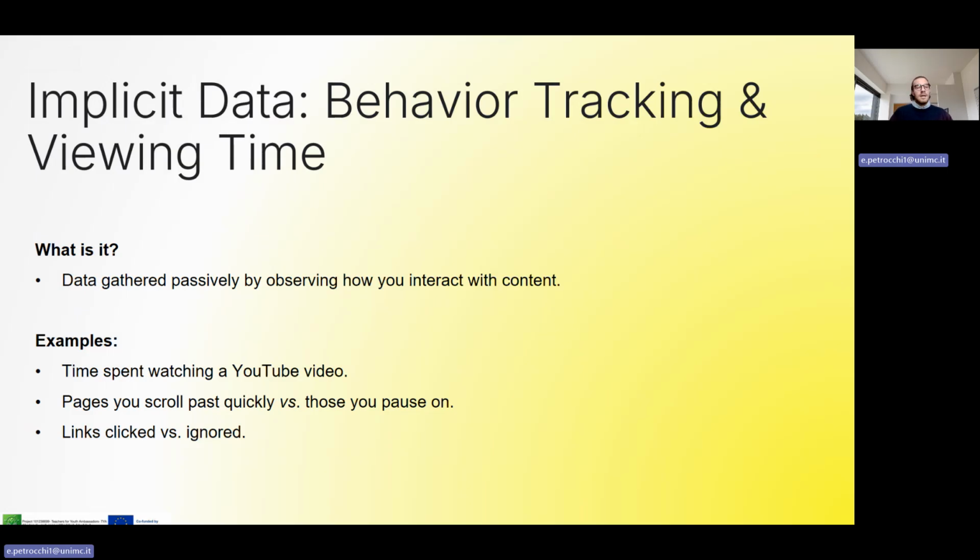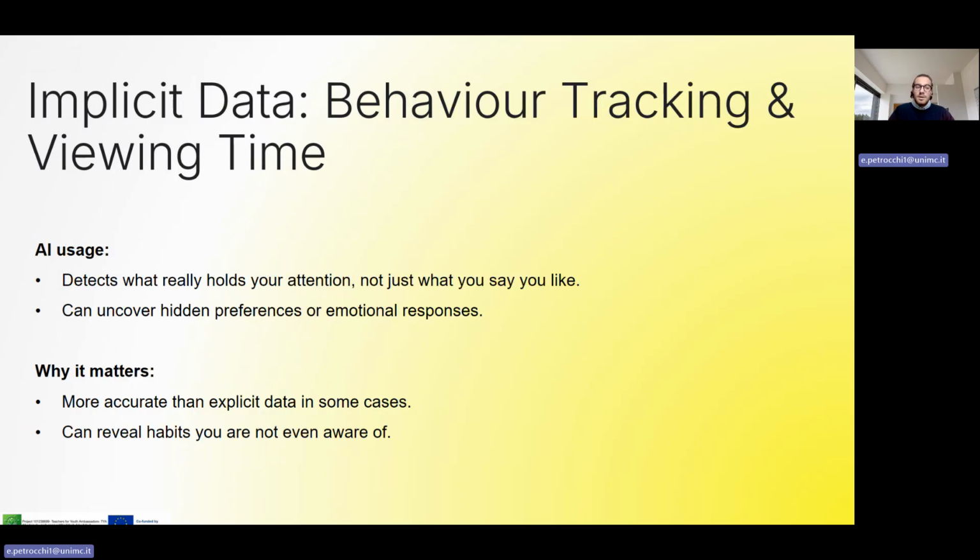Implicit data are gathered passively by observing how people interact with content. Examples are the time spent watching a YouTube video, pages that we scroll past quickly versus those on which we pause, because maybe those pages represent an interest in the content presented on that page, or links clicked versus links ignored. So detecting what really holds our attention is the goal of collecting implicit data. With implicit data, AI systems can uncover hidden preferences or emotional responses.